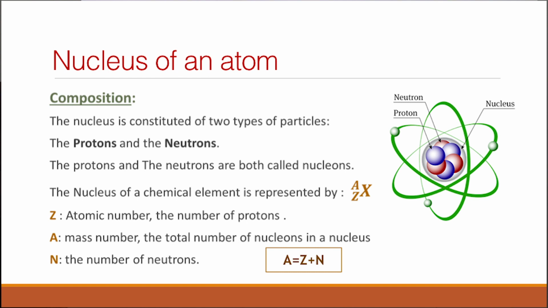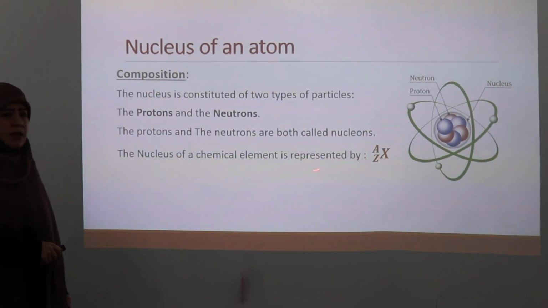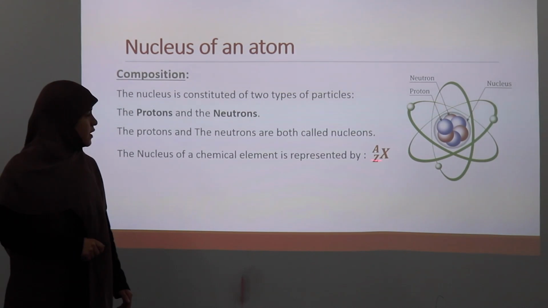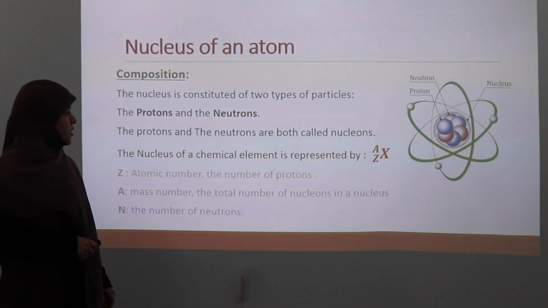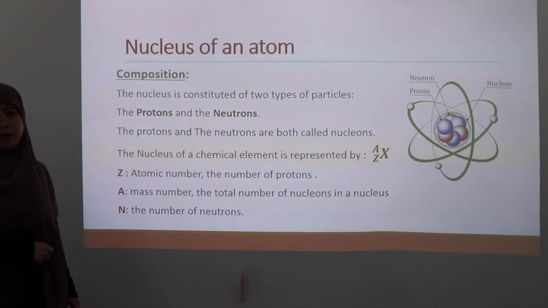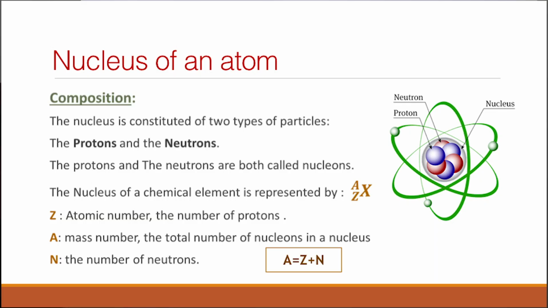The nucleus is constituted of two types of particles. Here is the nucleus. It is composed of protons and neutrons. The protons and the neutrons are both called nucleons. The nucleus of a chemical element is represented by the symbol X, Z, A, where Z is the atomic number, the number of protons, and A is the mass number of nucleons, meaning the number of protons and neutrons. N is the number of neutrons.